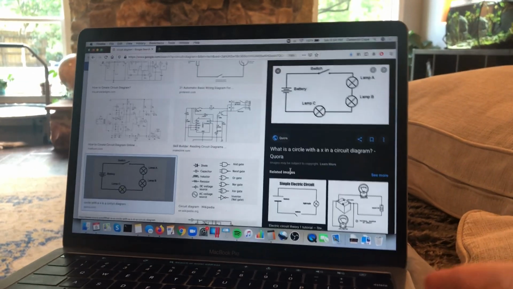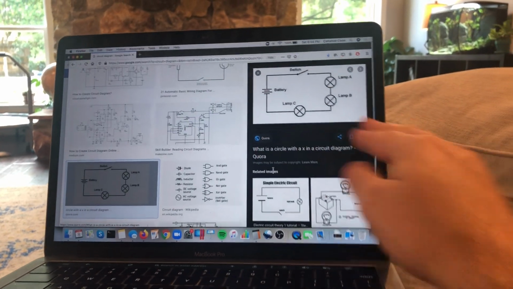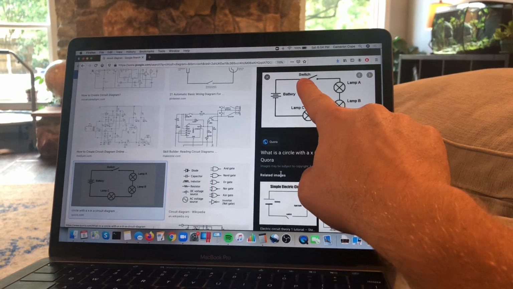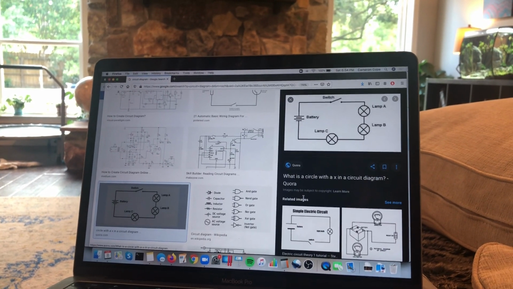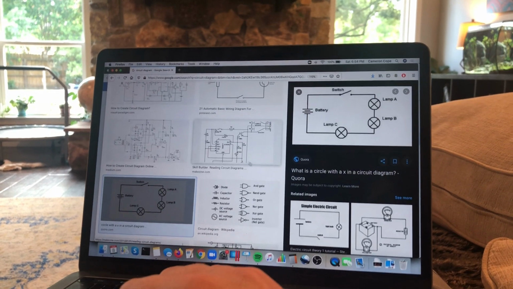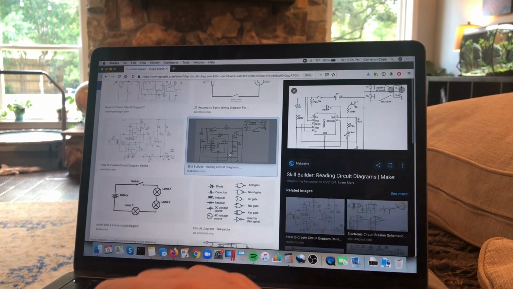Oh. This is a circuit diagram, so it's got different symbols. What is this one? What is that one? Battery. That's right. Let's try a more complicated one and see what we get.